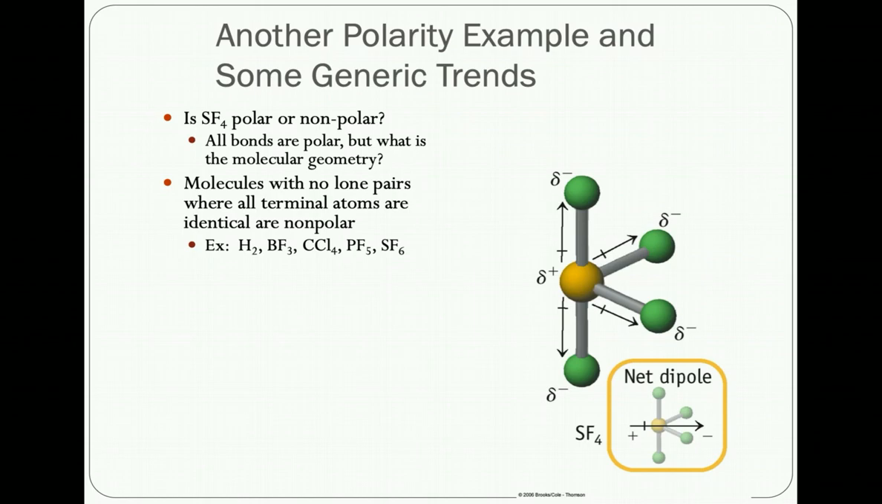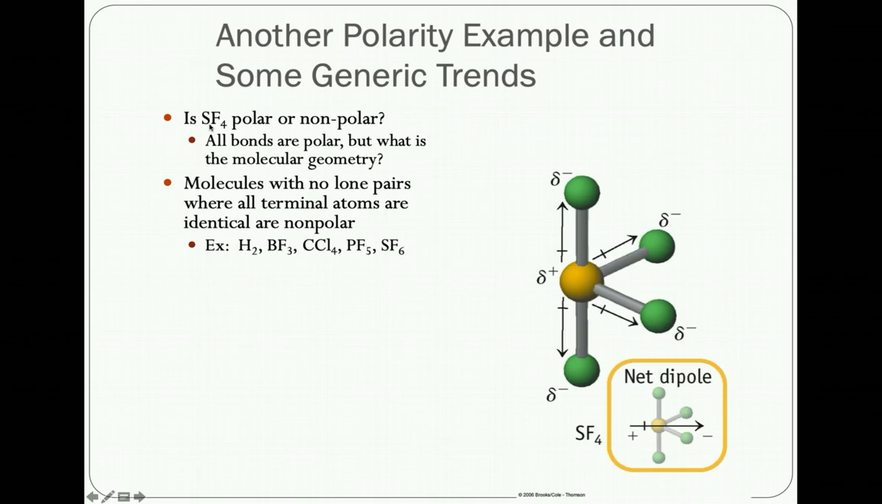I've been talking about a lot of symmetry so far. Molecules that don't have any lone pairs on the central atom, and all of the outer atoms are identical, are always nonpolar. So all of these examples right here, like BF3, CCl4, PF5, SF6, the central atom has no lone pairs and the outer atoms are the same.